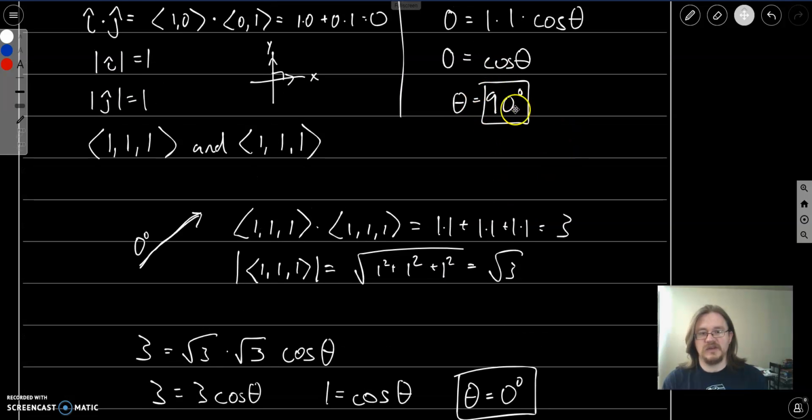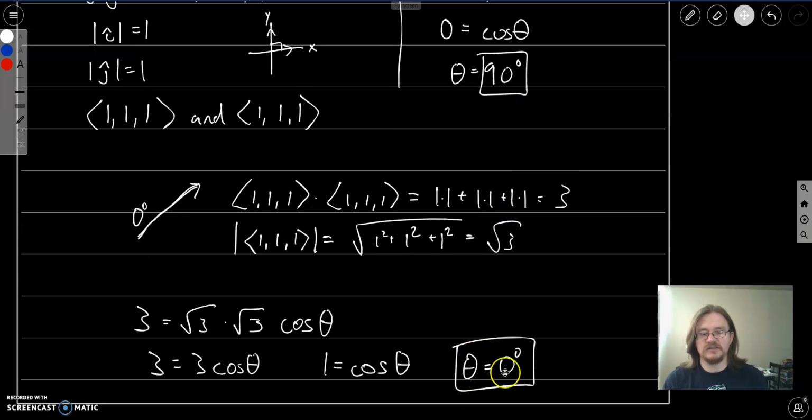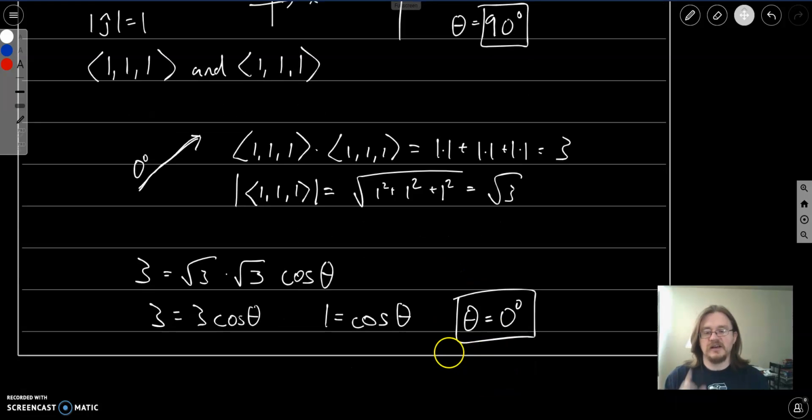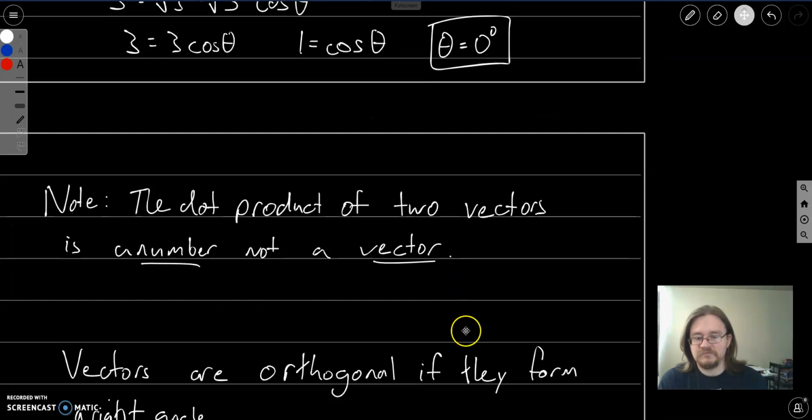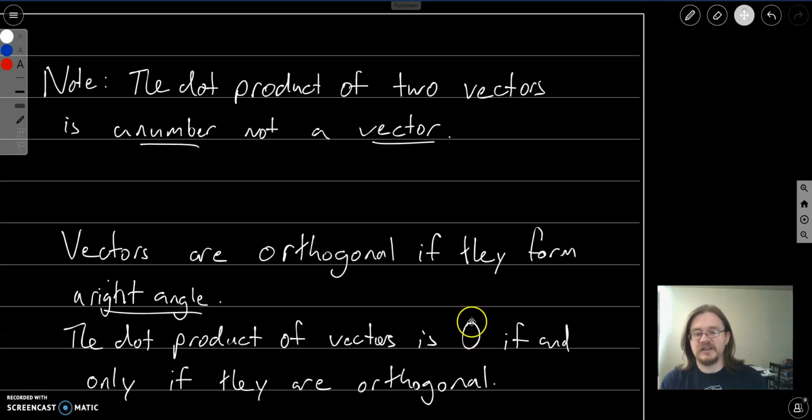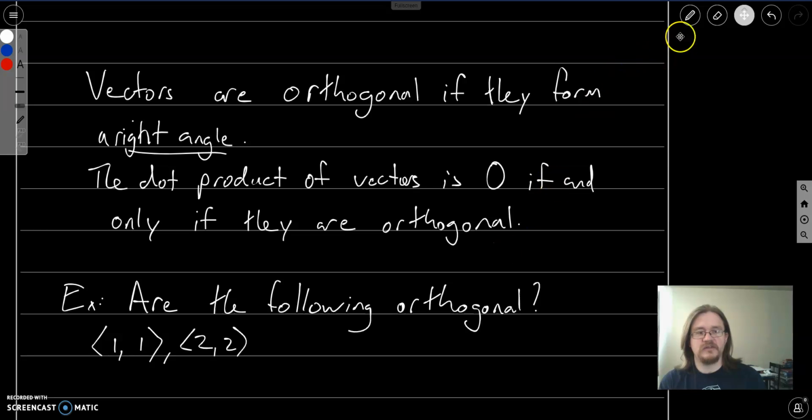We checked some that we know are going to be at right angles and some that we know are going to be at 0. Just to reiterate though, the dot product of two vectors is a number and not a vector. This is something I really want to drill into your head. When you take the dot product of two vectors, you're going to get a number and not a vector.